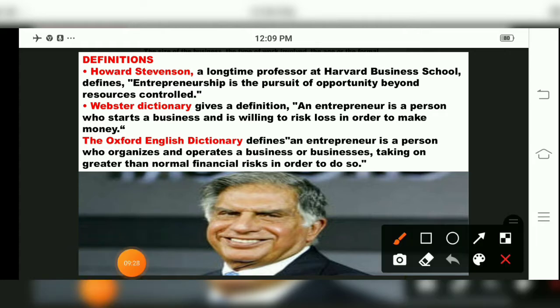Okay, now we come to one by one definitions of entrepreneur, children. Now see, can you see the picture? Who is this person? By picture only you must have heard about them. Ratan Chandji Tata. Who is he? Tata.